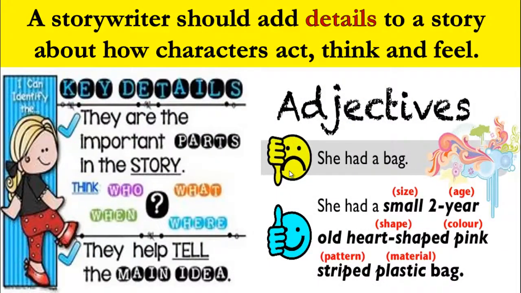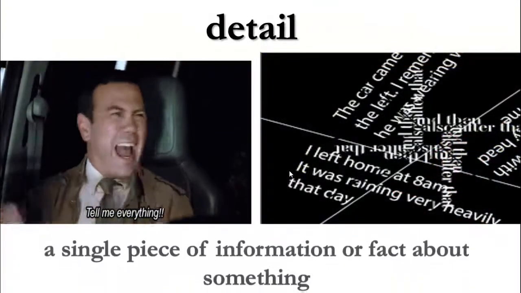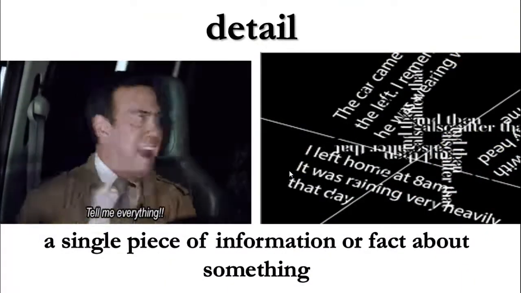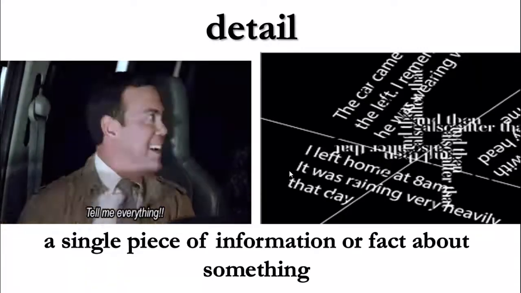Next one, details. A story writer should add details to a story about how characters act, think, and feel. When I say the word details, I speak about the whole text or everything in the thing that I speak about. The word detail here means a single piece of information or fact about something.